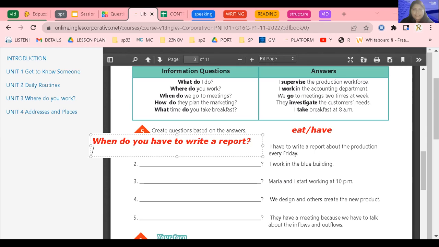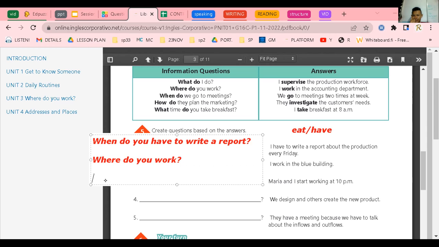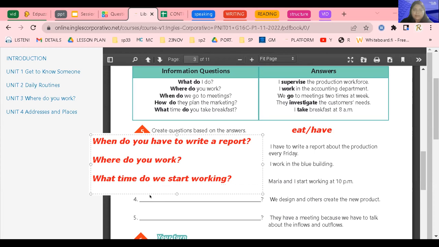Question two, I work in the blue building. Where do you work? I work in the blue building. Where do we work? Maria and I start working at 10 p.m. What time do you start working? Okay, Maria and I start working at 10 p.m.